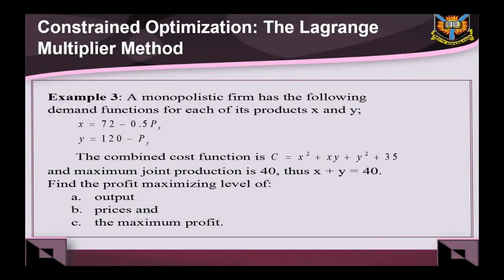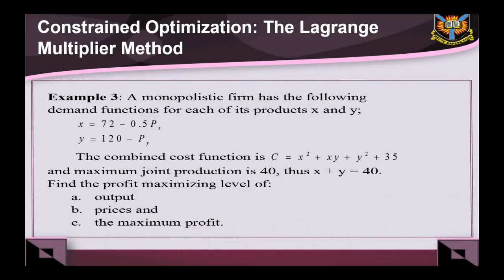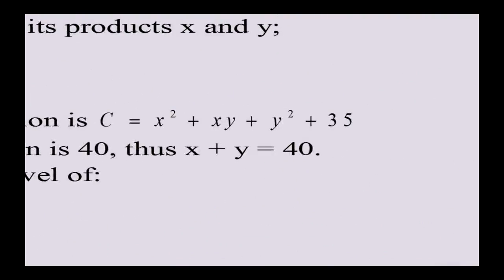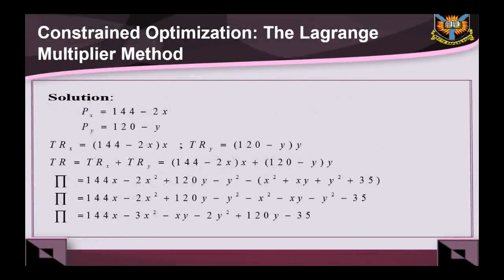Example 3. A monopolistic firm has the following demand function for each of its products X and Y. X equals 72 minus 0.5 px, Y equals 120 minus py. The combined cost function is C equals x squared plus xy plus y squared plus 35. And maximum joint production is 40. Thus x plus y equals 40. Find the profit maximizing level of A, output, B, prices, and C, the maximum profit.